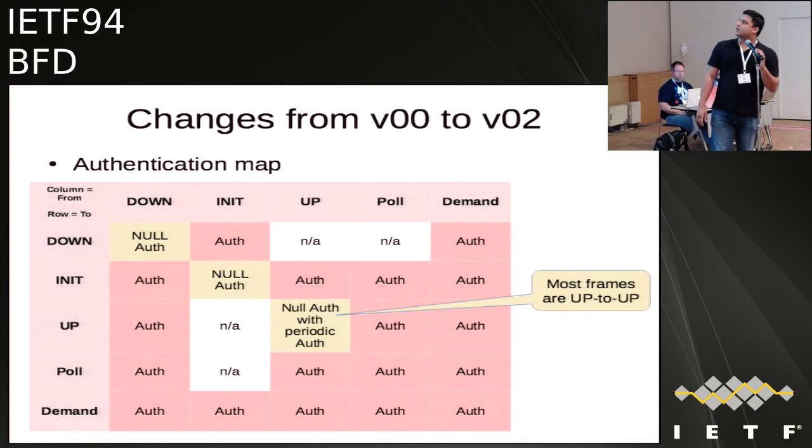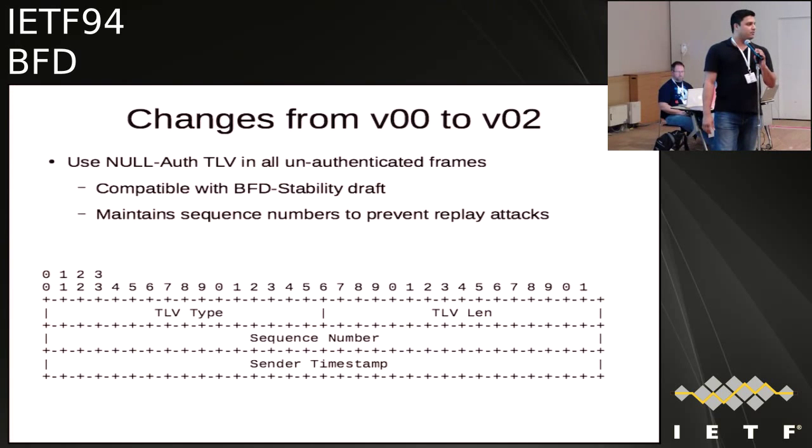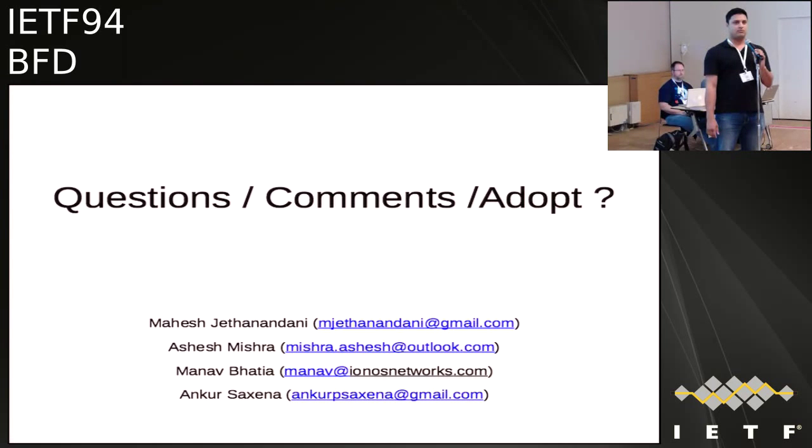Here's the null authentication TLV that we propose to use here. It's compatible, as I mentioned, with the stability draft and maintains sequence number to prevent replay and man-in-the-middle. And the last slide. That's pretty much all the changes we made. At this point, we welcome questions, comments, and we propose to adopt this as a working group document.